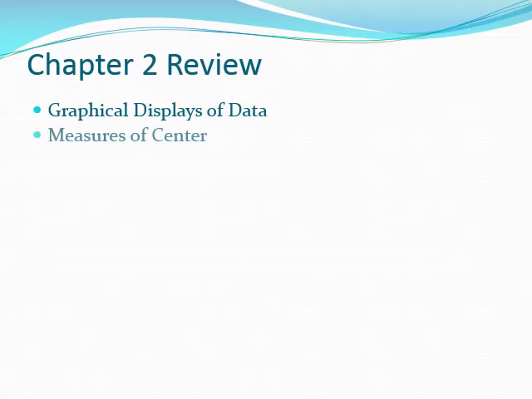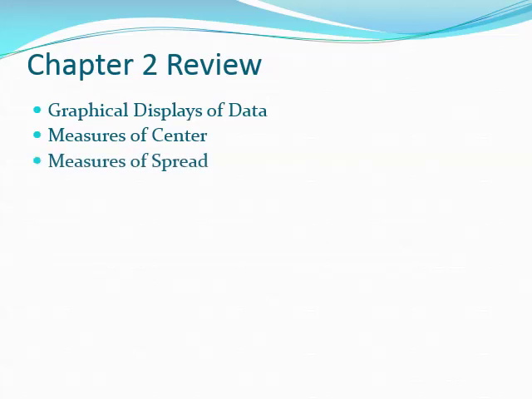Then we started taking a look at numerical descriptions of data, and we started with measures of center, the mean, the median, and the mode. Which measure is best often depends on the shape of the distribution. If you have skewed data, we like the median. If you have symmetric distributions, we tend to say that the mean is considered the best measure of center.